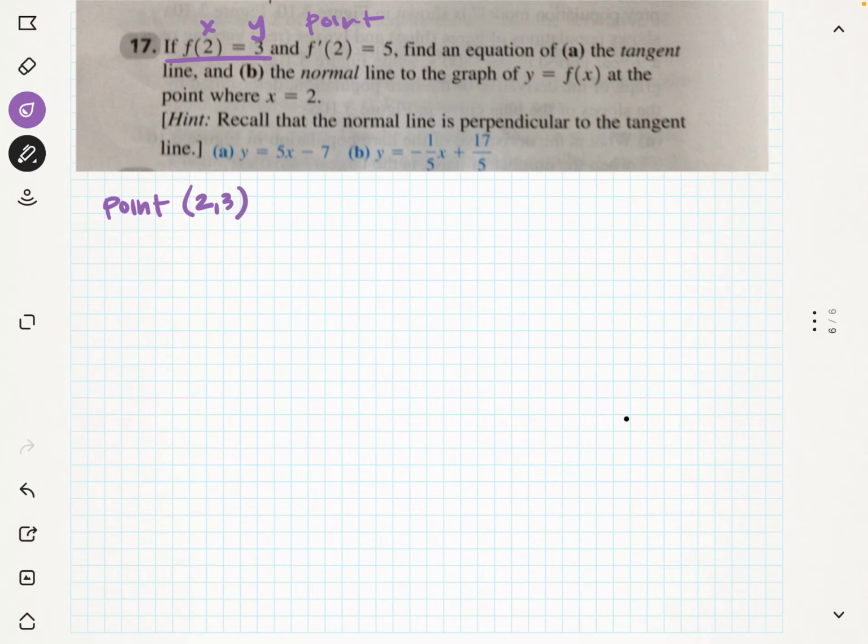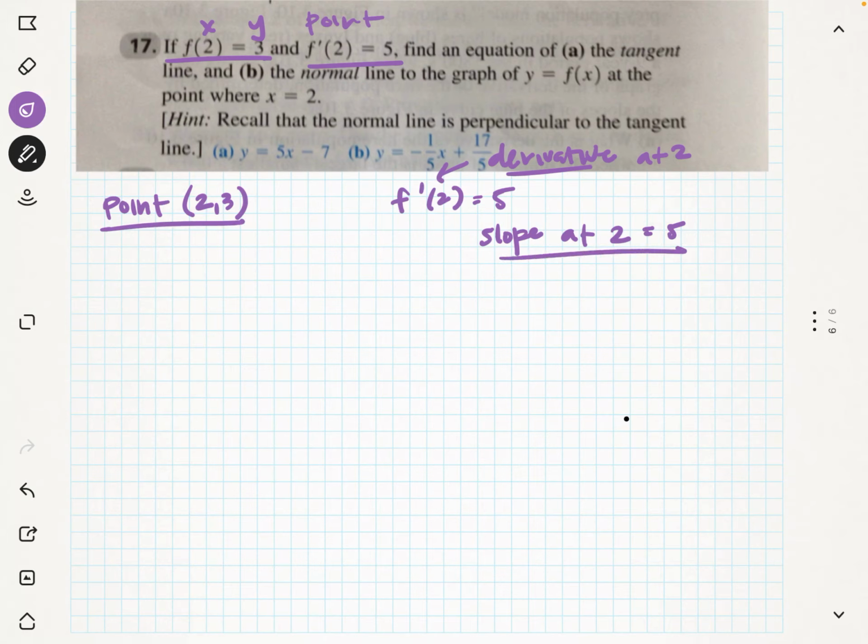Okay, the second part, and this is probably not familiar to you, but if you think about it, then we should be okay with it. So f prime of 2, right? So f prime of 2 equals 5. What this is telling us is that this is the derivative, right? Derivative at 2 is equal to 5. Now, the derivative, well, that means the slope. The slope at 2 is equal to 5. So what we're given here in a weird way is a point and a slope.